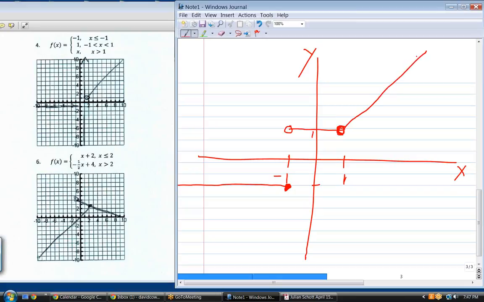45-degree angle. Meaning I go up 1, over 1, up 1, over 1. Always remember that when you see y equal x, there's a hidden 1 in front of that x. And remember, the general format is y equal mx plus b.